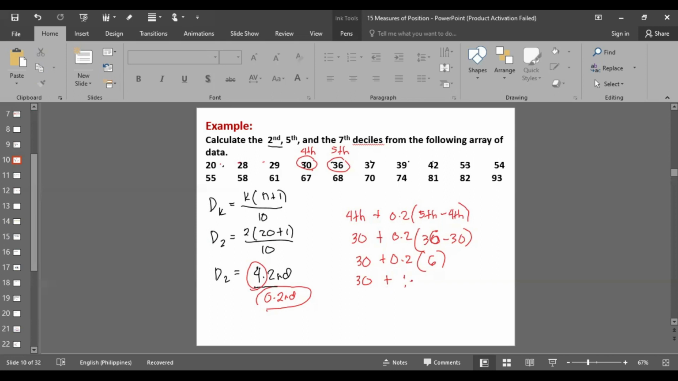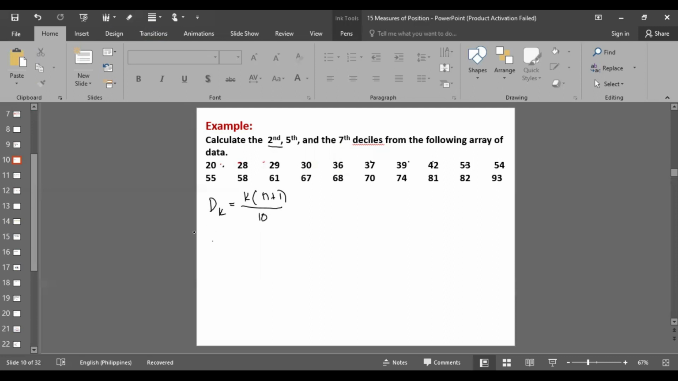So just simplify. 0.2 times 6 is 1.2. And then get the sum, it's 31.2. Therefore, the 2nd decile in this distribution is 31.2, and the location of this is at the 4.2nd score point. So, iba yung computation sa decile kumpara sa quartiles. Mas madali yung sa quartiles. Okay, pero madali lang naman din itong sa decile. Let's continue.